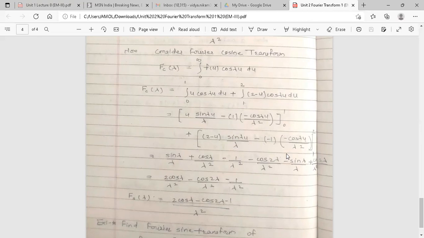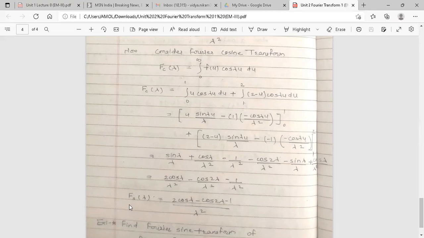Now put the limits like the previous one, and then you will get this answer: 2 cos lambda upon lambda square, minus cos 2 lambda upon lambda square, minus 1 upon lambda square. To simplify, the denominator is the same, so directly we can add the terms. So 2 cos lambda minus cos 2 lambda minus 1 upon lambda square. So this is your answer.